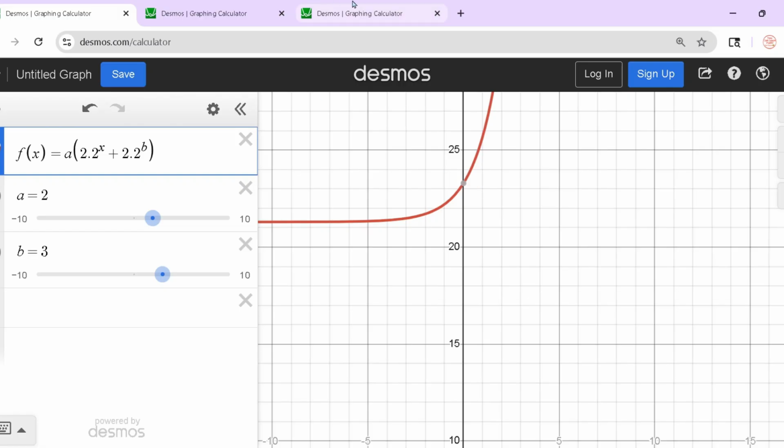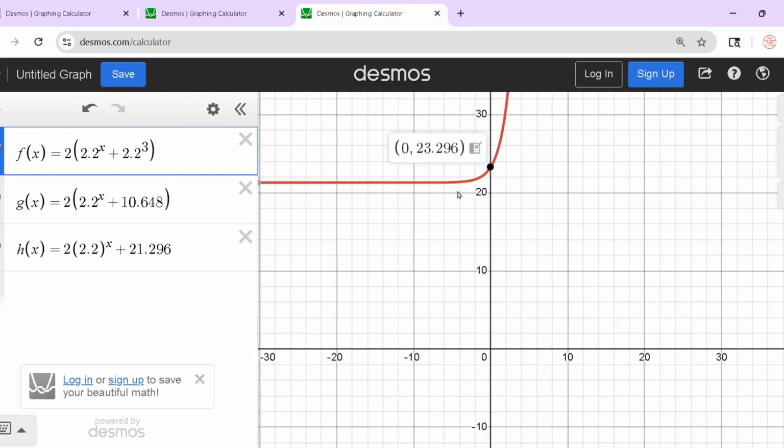0, 23.296, just to show you I typed everything in correctly. 0 and 23.296. And there's our g of x with my k. So I figured out that k is equal to 2.2 to the power of b. My b here is 3. 2.2 cubed is 10.648. And so now you can see the green is lining right up on top of the red. So there's the red, there's the green. Yep, they are the same, just like they told us they were.